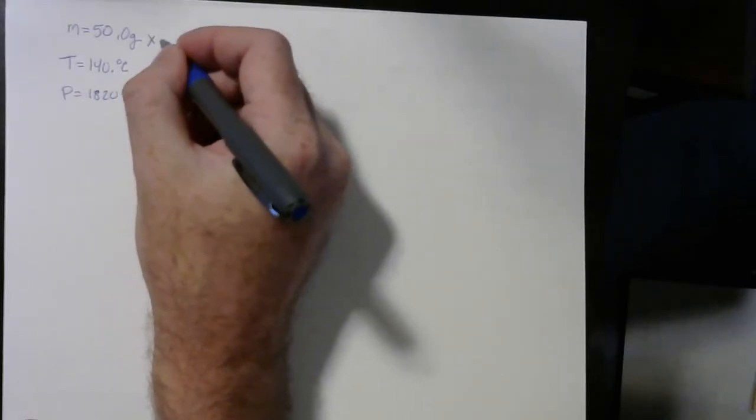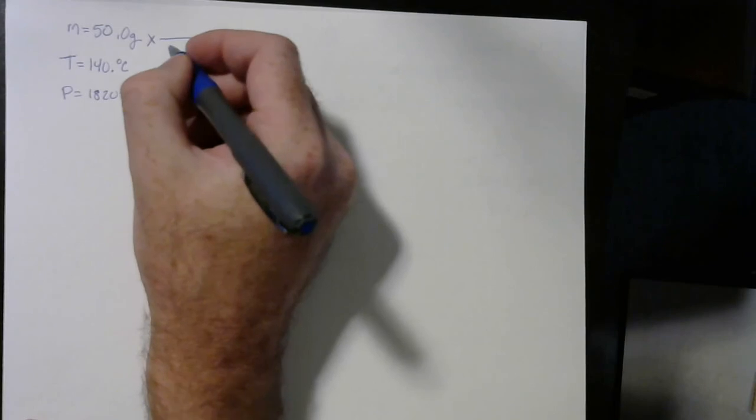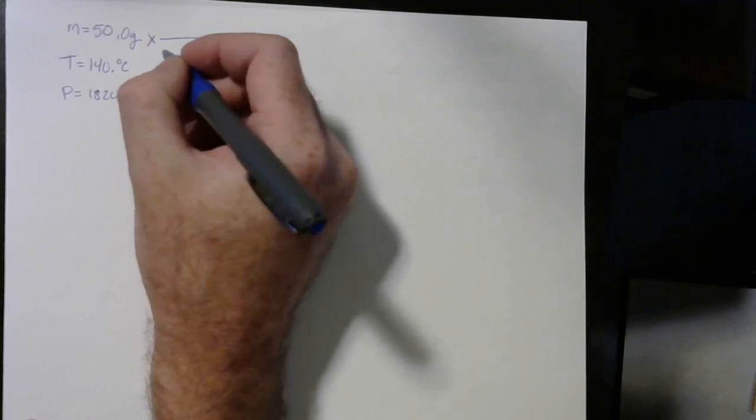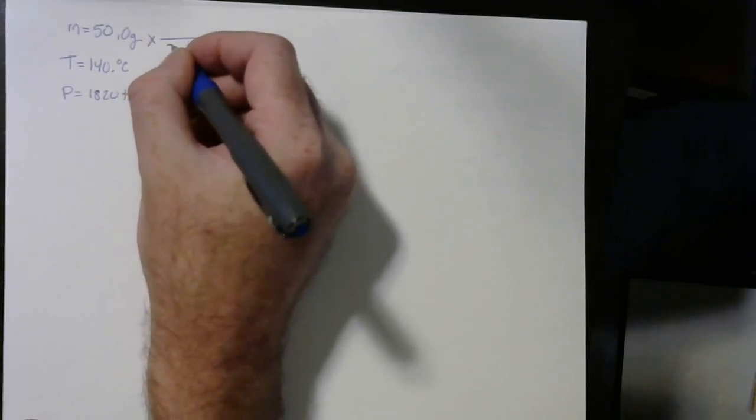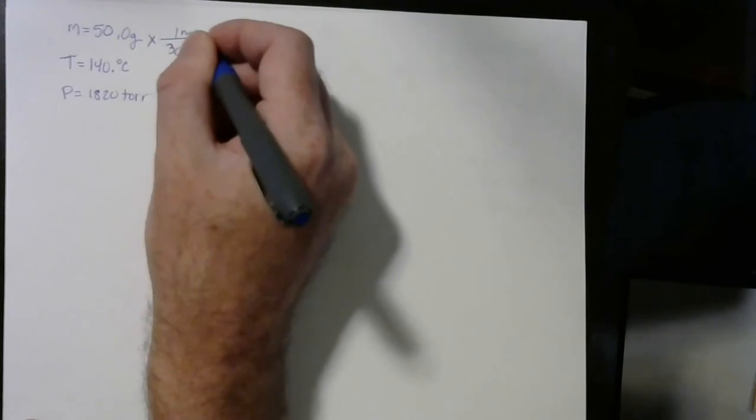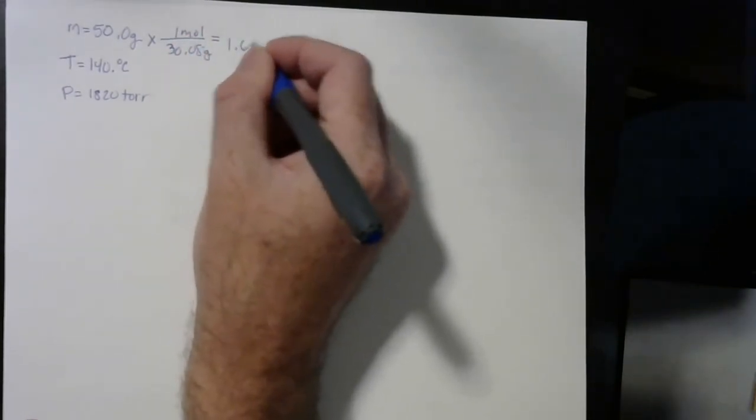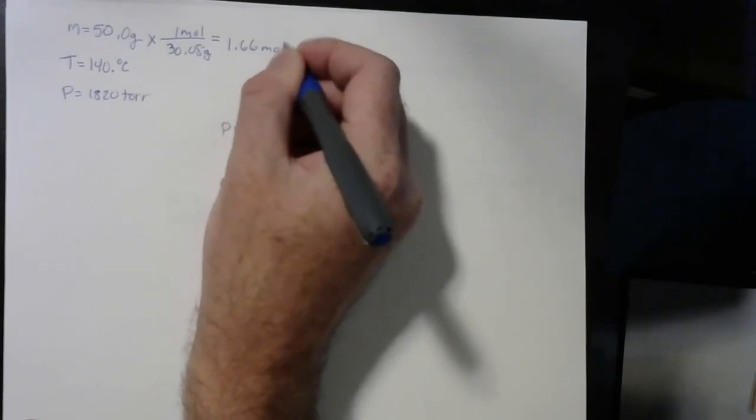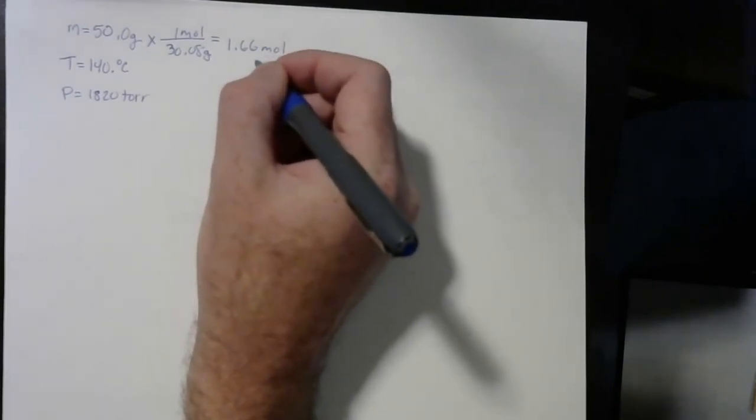To make this work, we're going to work through several things. First, I need the moles of the gas and not the mass of the gas. The molar mass of the compound is 30.08 grams per 1 mole. And that's going to give us 1.66 moles of gas. I need that to be able to work the problem.